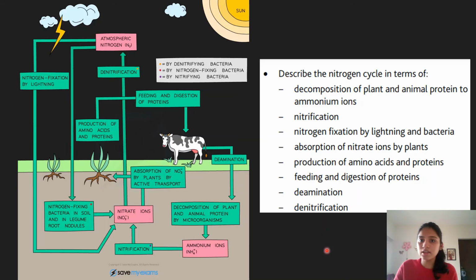Amino acids and proteins are therefore produced by plants using the nitrate ions. These proteins are consumed by other organisms like animals. Deamination happens where the nitrogen containing part of an amino acid is removed to form ammonium ions. And these ammonium ions form nitrate ions via nitrification. And then these nitrate ions go back into the atmosphere in the form of nitrogen gas via denitrification.